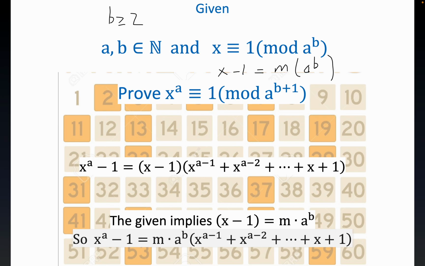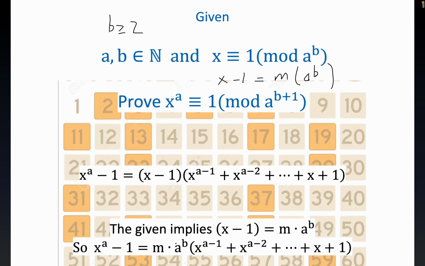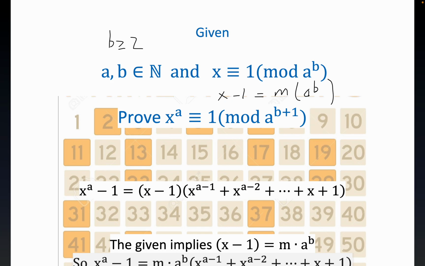Now, the other thing that's useful to notice right here, just from this given, is that it would also tell us that x is congruent to 1 just modulo a, mod a. And that's simply because a is a divisor of a to the b, right? So you see how we can drop the b here? A to the b certainly contains a as a divisor. So x would have to be congruent to 1 modulo a based on this given condition, which we also got mileage out of. So anyway, that turned out to be quite useful.